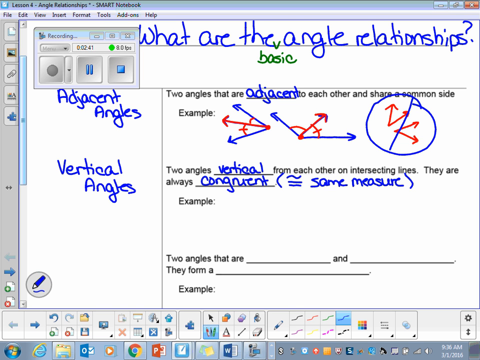So let's look at a couple of vertical angles. We have intersecting lines. This angle and this angle, they're across the X from each other. They're vertical and they are congruent. This angle and this angle are across the X from each other. They are vertical and they are congruent.